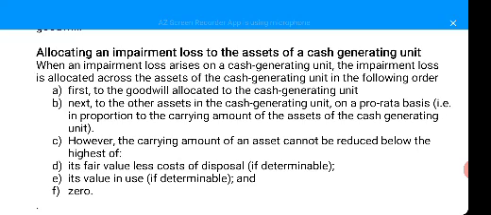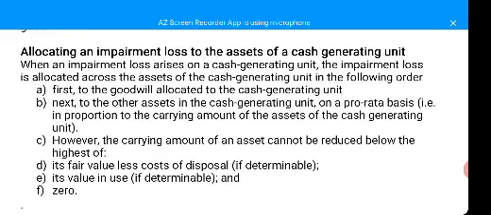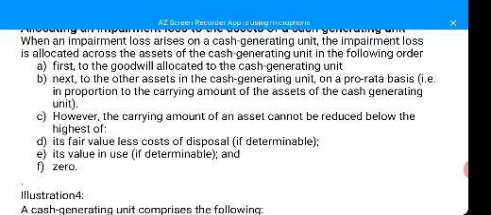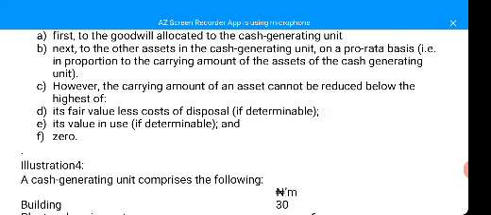That means the remaining impairment loss, you will share it among the other assets. So you share it. That is what prorating means, you share it. That is in proportion to the carrying amount of the assets of the cash generating unit. So you share it using the carrying amount of the cash generating unit.